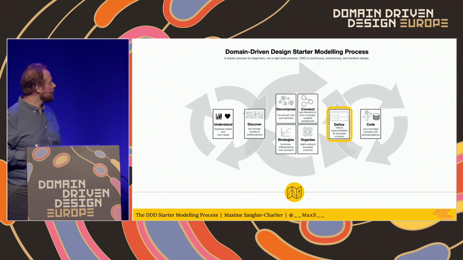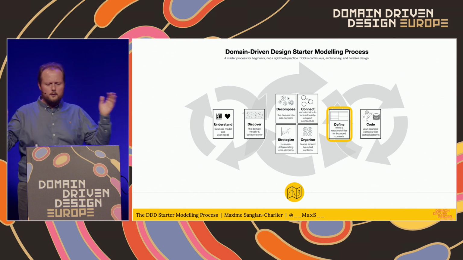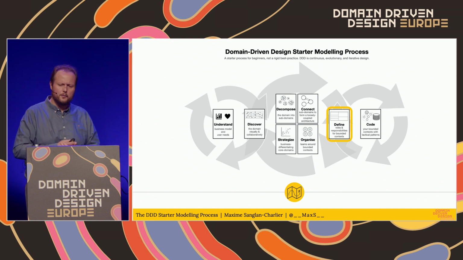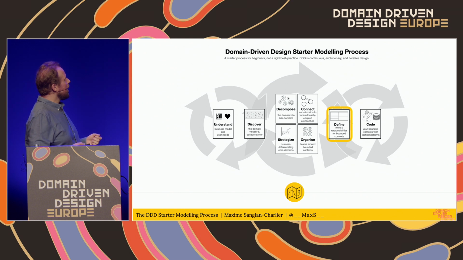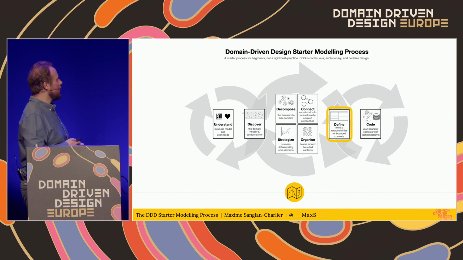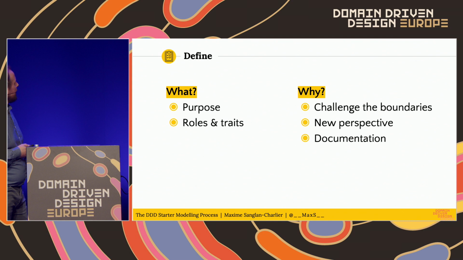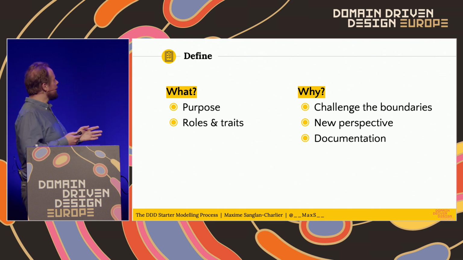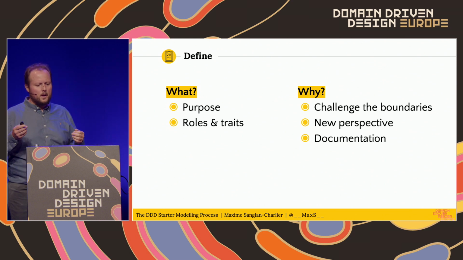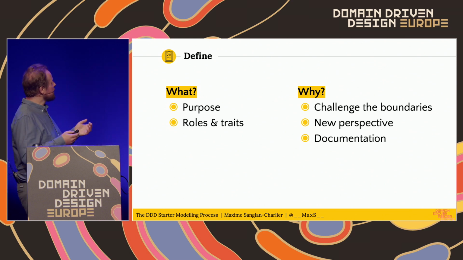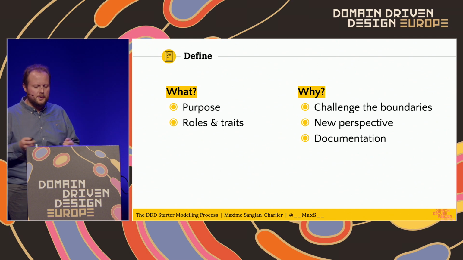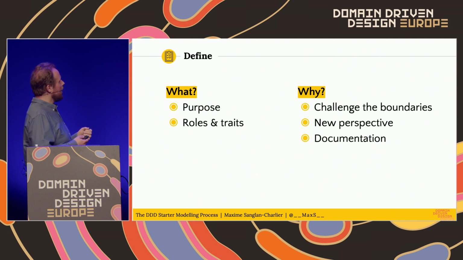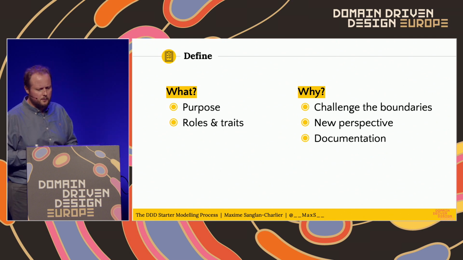Right. In the define phase, we will gather all the information we collected during the previous phases, but we will also gain new insight to help us validate our choices. So we will clearly identify the roles and the responsibilities of the boundaries, and we'll ensure that we have validated everything that needs to be validated.